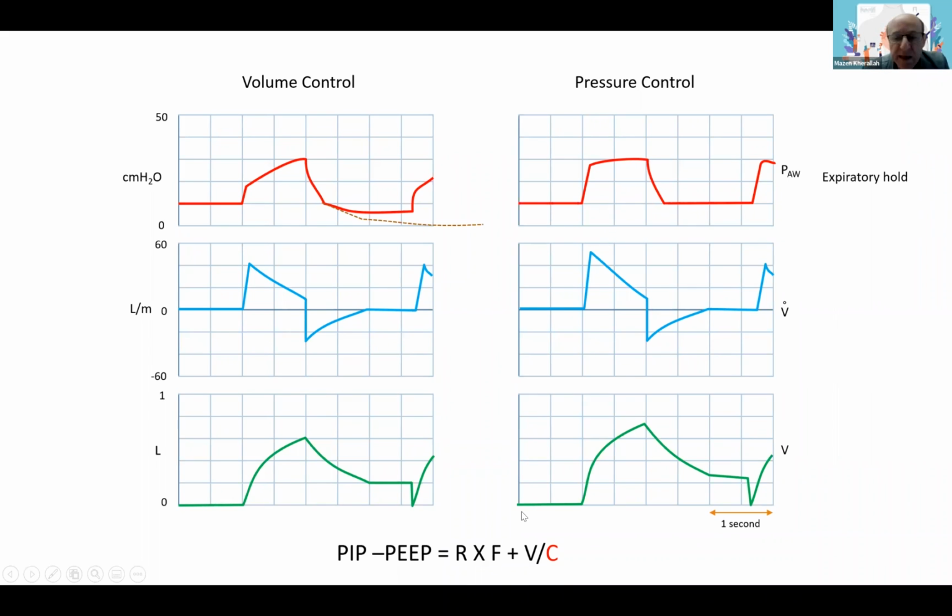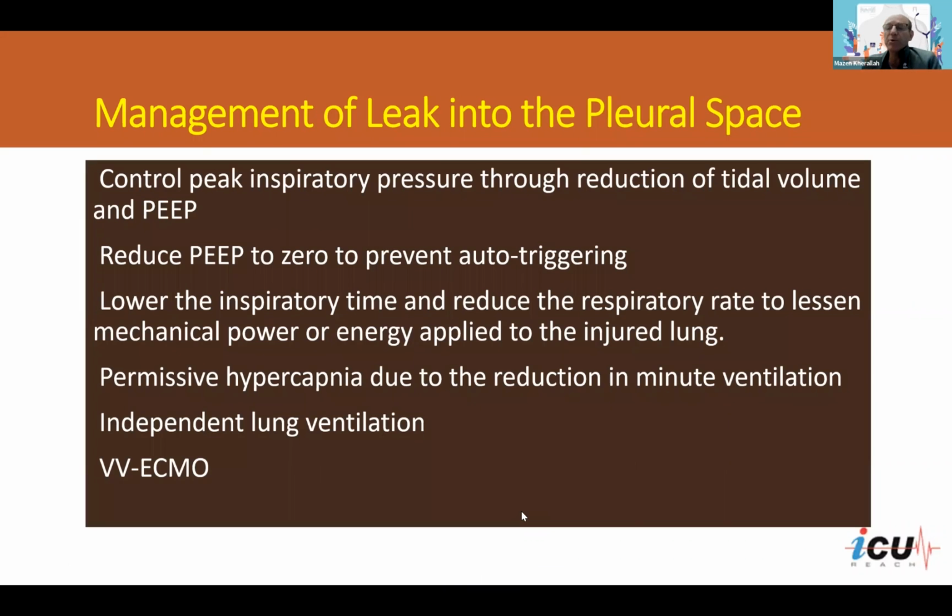I think that's all I have today, but how do you manage this? I can quickly speak about it. Of course, you need to minimize the pressures. You need to give time. Of course, if it is a balloon that needs to be inflated, or if the endotracheal tube is malfunctioning, you change that and you solve the issue. But if the air leak is into the pleural space, this is more difficult to manage.